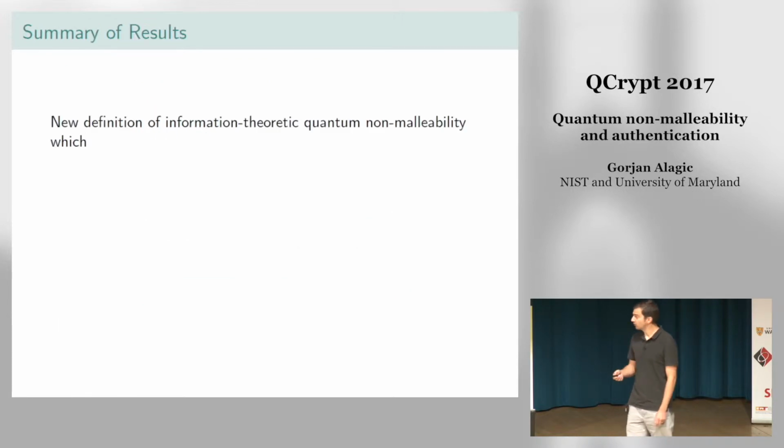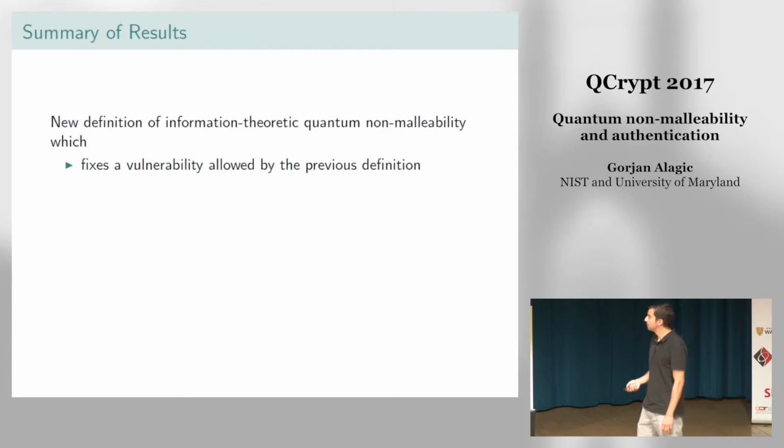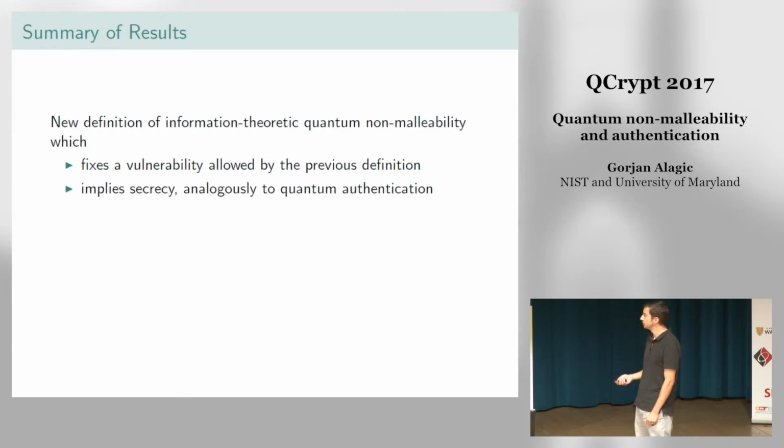So before I get to the details of what we did, let me give you a brief summary of our results. Basically, the main result is a new definition of information theoretic quantum non-malleability. Again, the setting is we're encrypting quantum messages, and we want to satisfy something like the non-malleability notion that I described in the previous slide. One very nice thing about our definition is that it fixes a vulnerability from a previous definition. There was one previous definition of non-malleability in the quantum case by Ambainis, Bouda, and Winter. Unfortunately, it has a pretty significant vulnerability, which we discovered, but we're able to fix with this new notion.